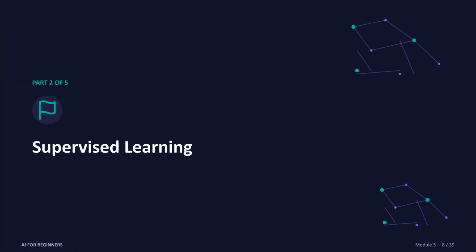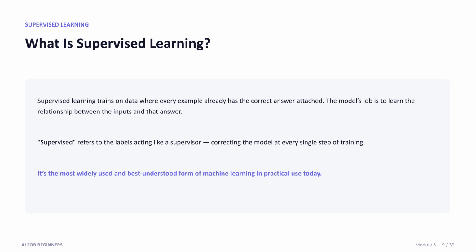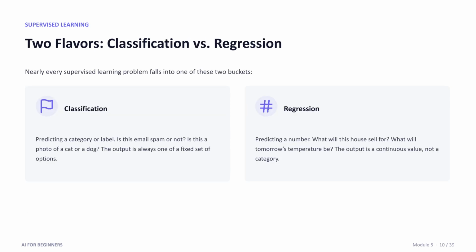Now let's begin part 2, supervised learning. This is the most common form of machine learning today, and it is likely that you interact with it daily without even realizing it. Supervised learning works by showing a model data where the correct answer is already known. The term supervised comes from the fact that the labels act as a guide, correcting the model's mistakes at every step of training.